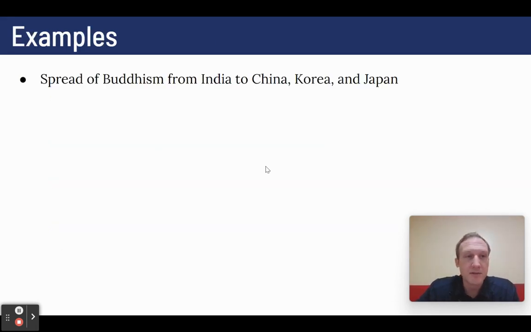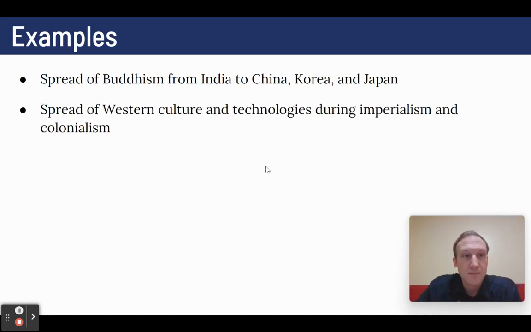Okay, so some examples of these are the spread of Buddhism from India to China, Korea, and Japan. This religion started in India, and now it's very, very common throughout most of Southeast Asia. The spread of Western culture and technologies during imperialism and colonialism would be an example of conquest, especially with the Christian religion. There were a lot of Christian conquistadors in Latin America, for example, where Cortez shows up and conquers the Aztecs and basically forces them all to convert to Catholicism. That happened in multiple places around the world.